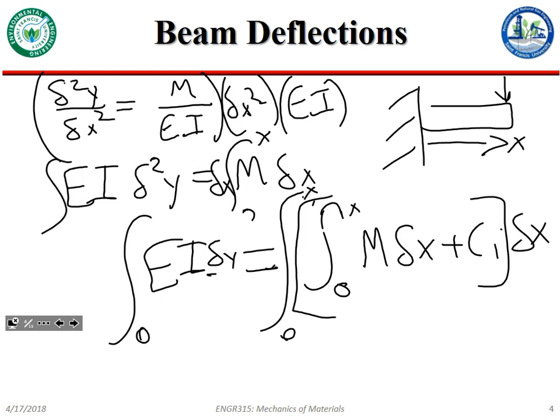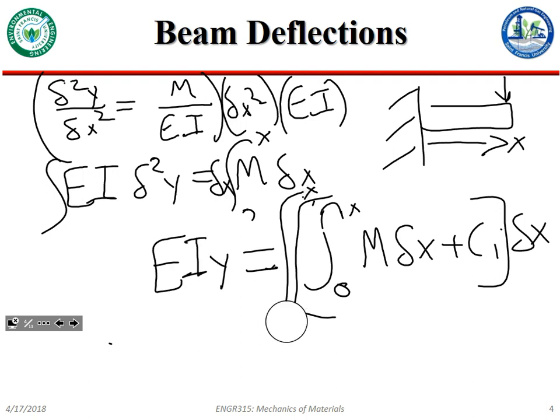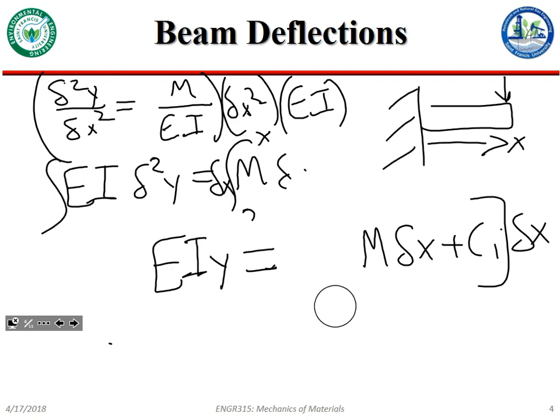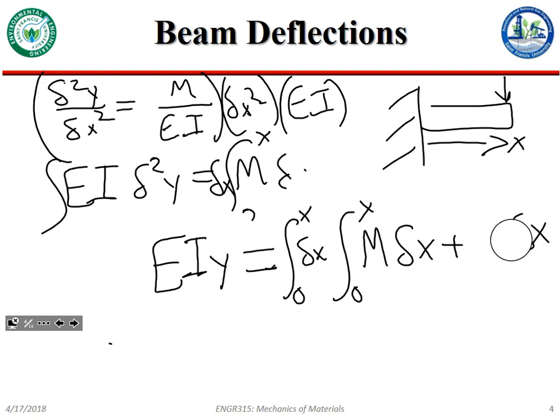Let me take this from 0 to y, but you don't have to. Because in the end you get EI y equals C1x plus C2. Something like that.